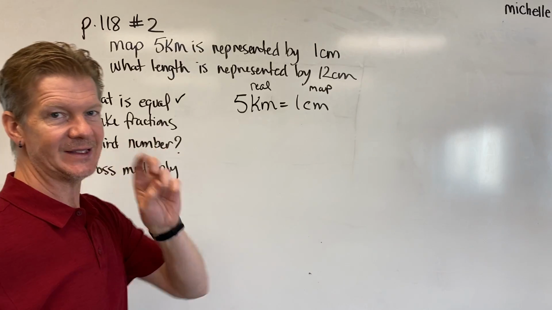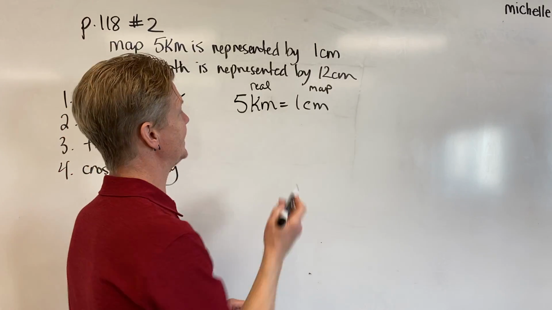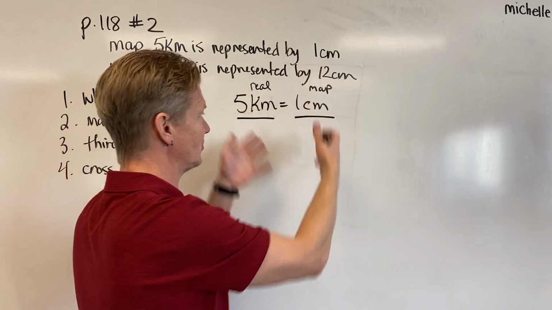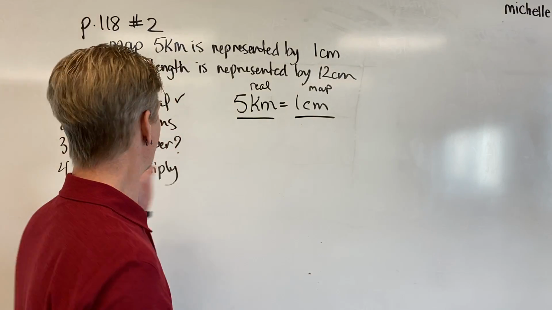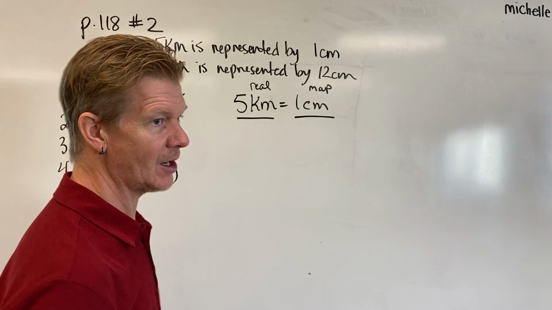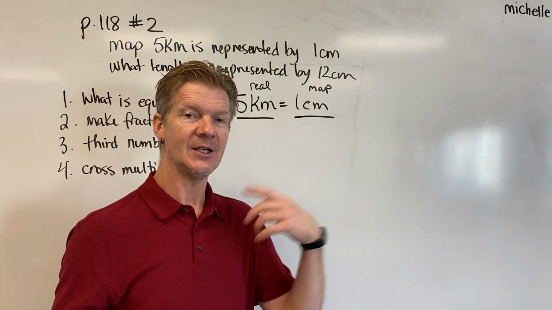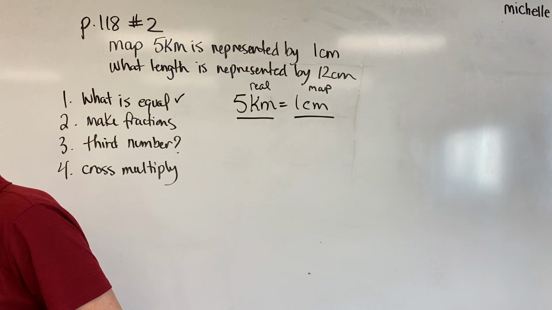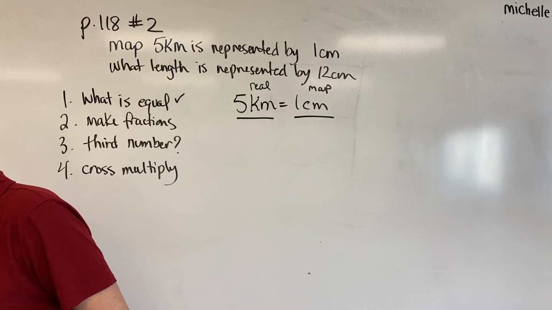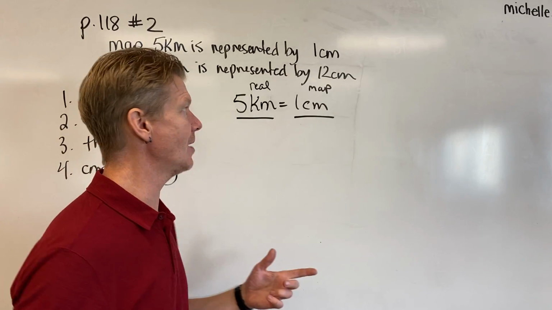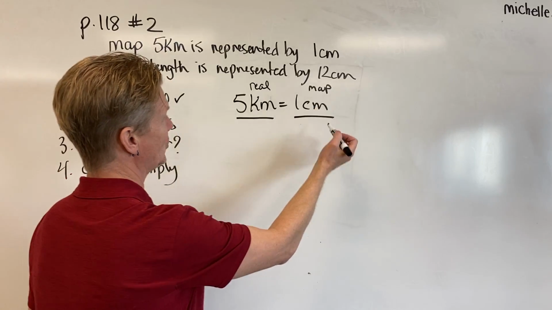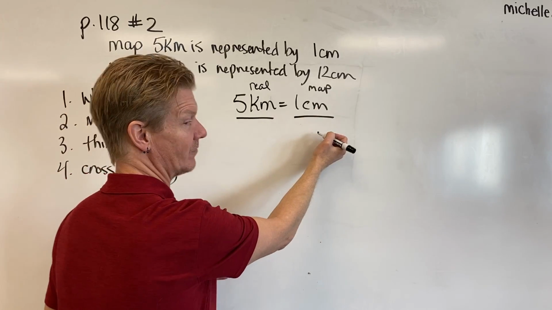That's my first step. My second step is to make fractions, and that's really easy. I just put a line underneath, and now I've created 2 fractions. My third step is looking for that third number, and that always comes in your next sentence. Let me read it out loud so I can be specific. What length on the map will represent a distance of 12 kilometers? So I have a choice. I can write my 12 kilometers here or here.